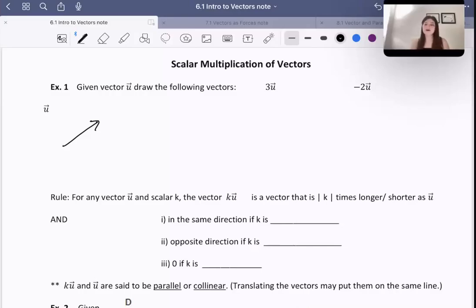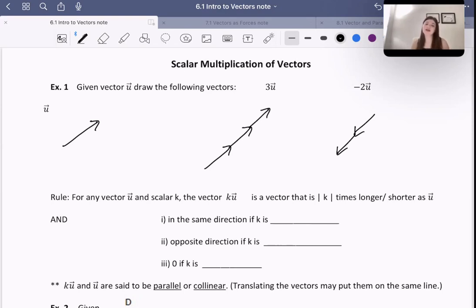Hello, everyone. Welcome back. Today we are going to be talking about scalar multiplication of vectors. So here's the thing. Let's say we have this vector u, and I want to draw 3u. Well, that would just look like this. 1, 2, 3, right? We did the same thing 3 times. Now what about minus 2u? Well, let's go back 1, 2 backwards, right? The opposite direction, same magnitude, right?